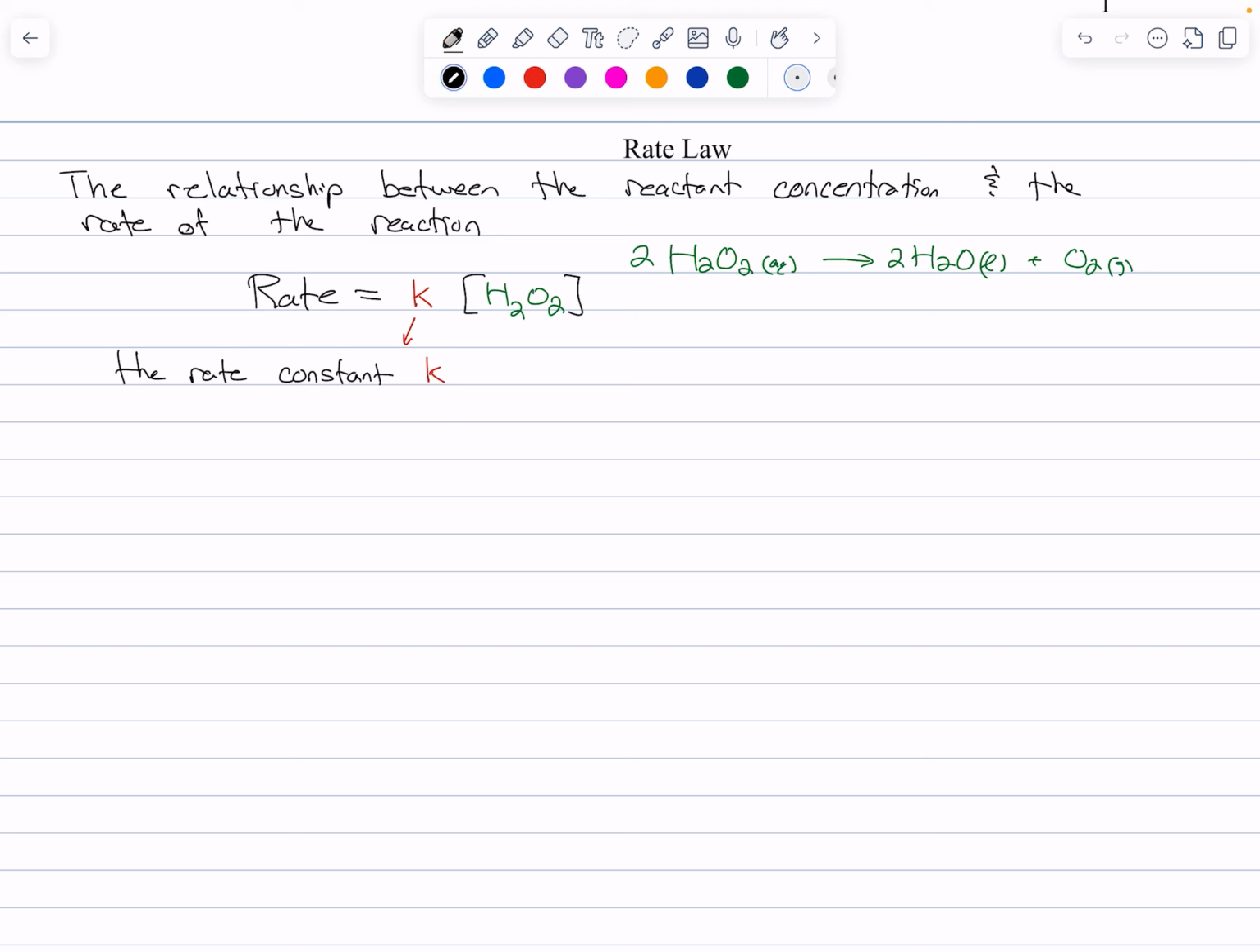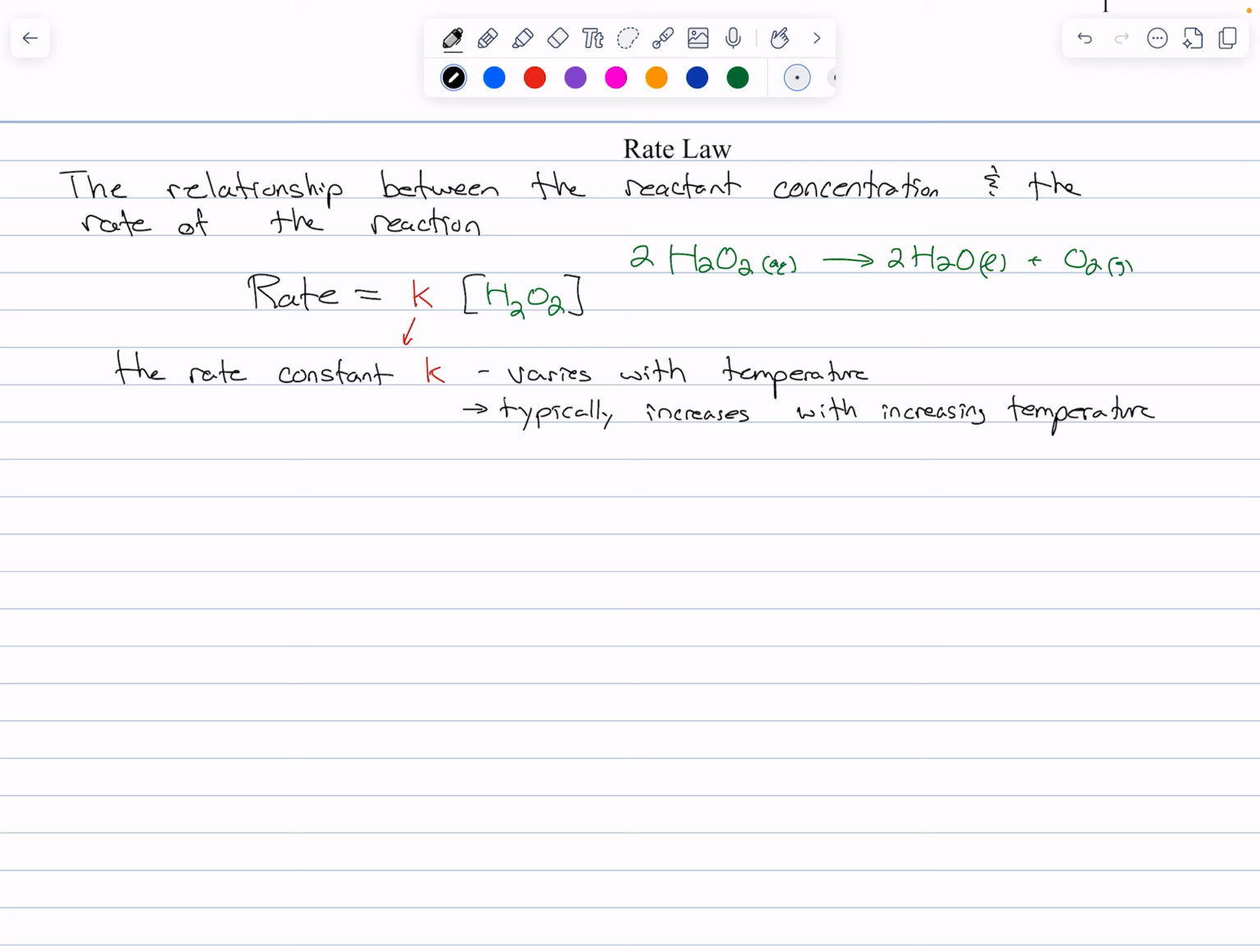Rate constant K varies with temperature, and it typically increases with increasing temperature.